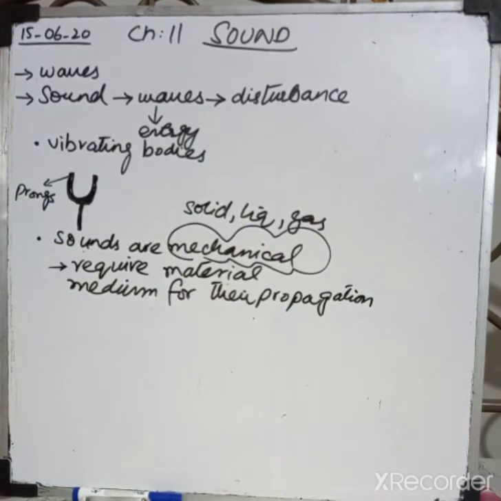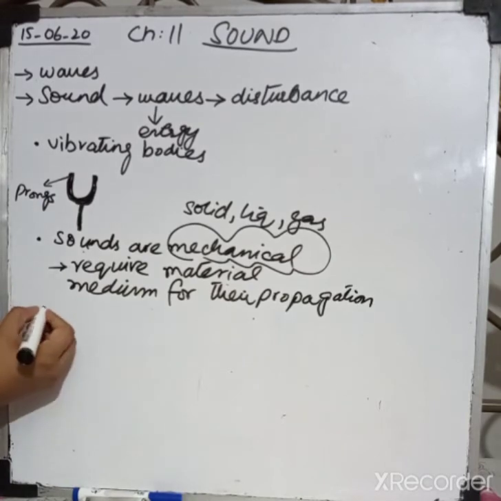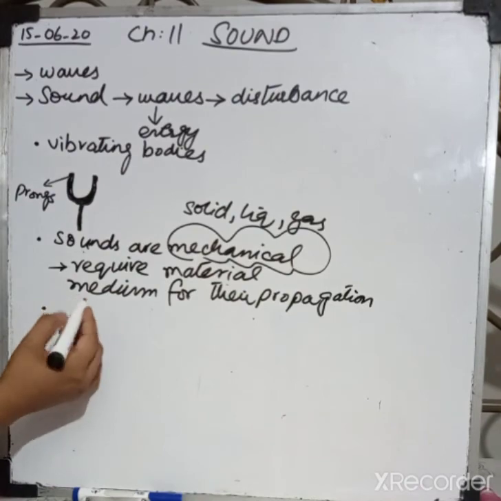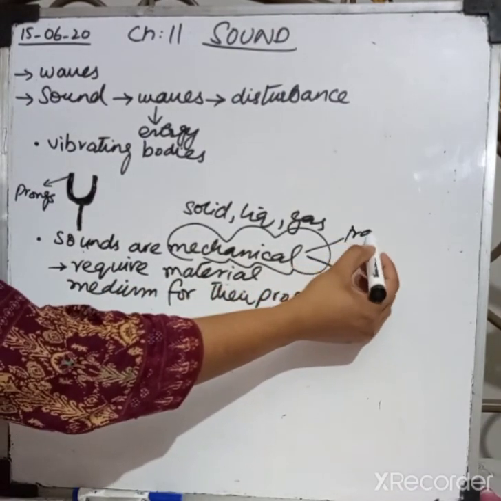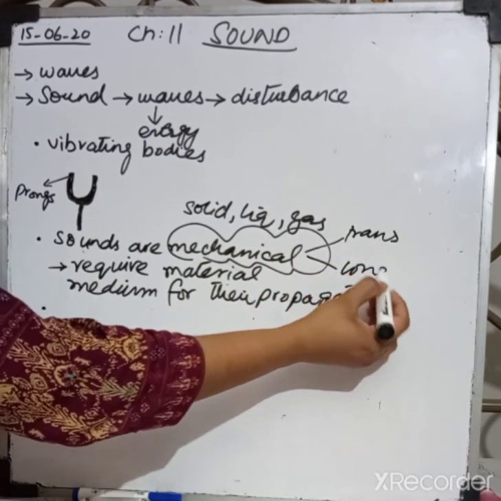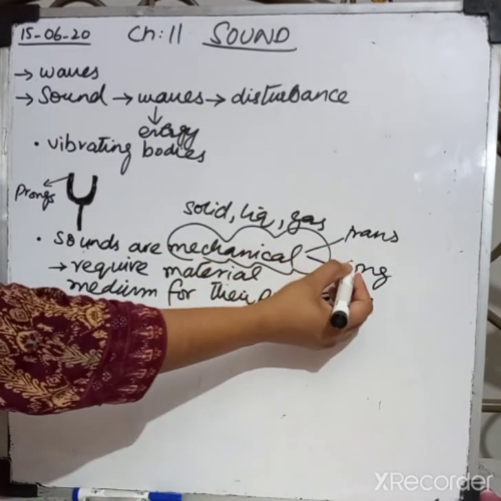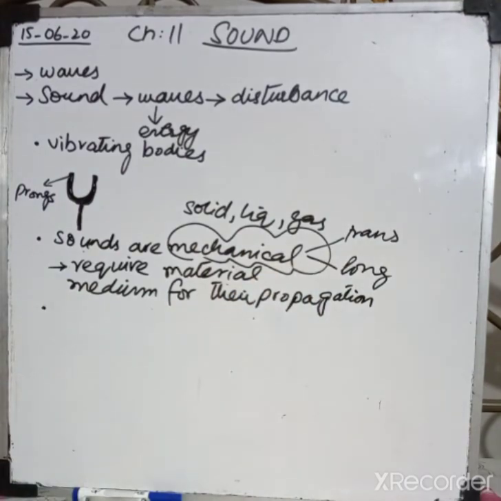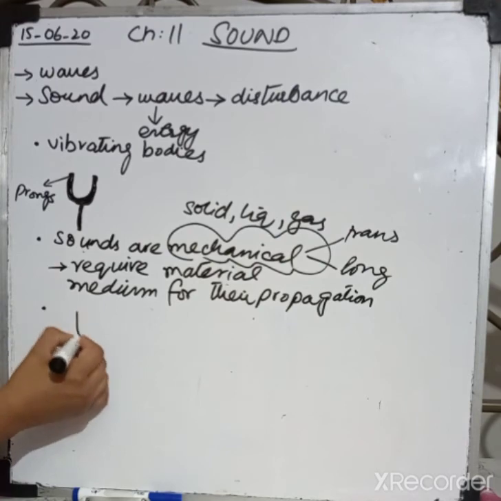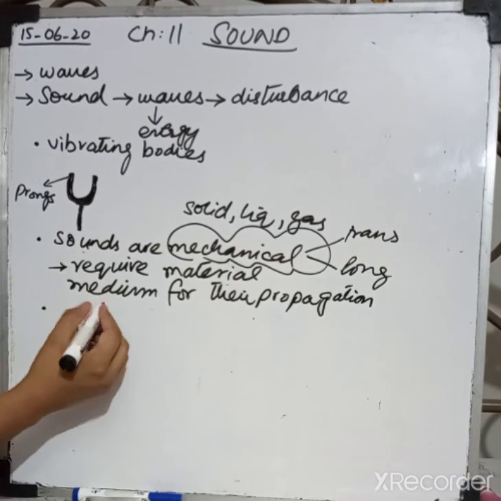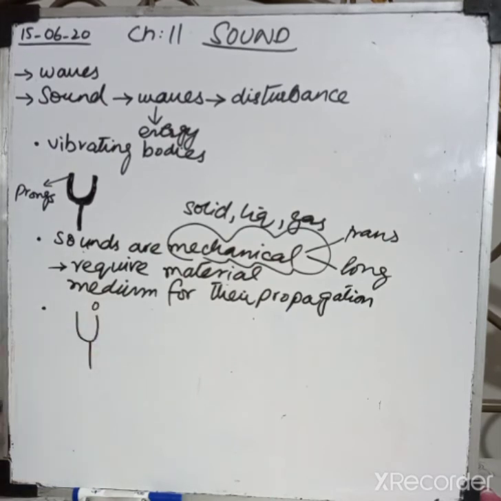the sound waves. And now we have to see what the nature of sound waves is. As you know, mechanical waves are of two types, transverse and longitudinal. Now we have to see what type of mechanical wave the sound wave is. So let's take the prong again. A vibrating prong will be, suppose this is the mean position, the resting position of this prong.